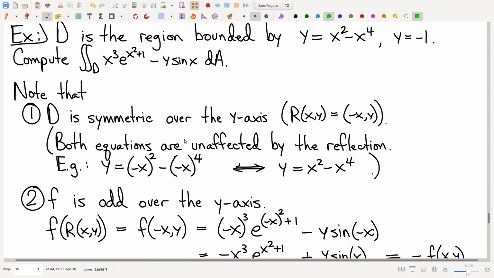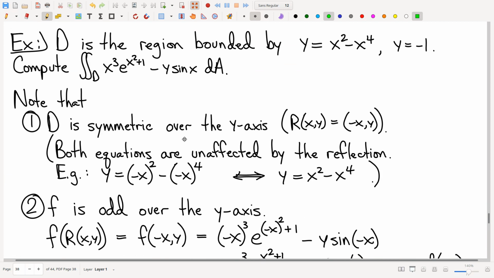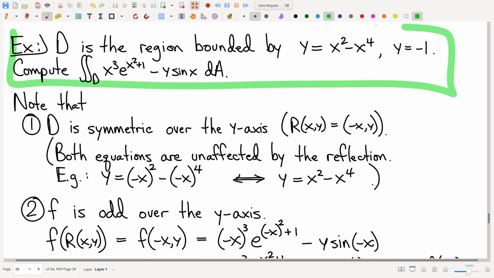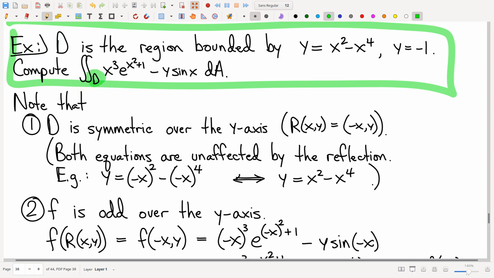Okay, so let's do it like this. Okay, so question. There it is. We have a region bounded by blah, blah, blah. We want to compute an integral over that region.